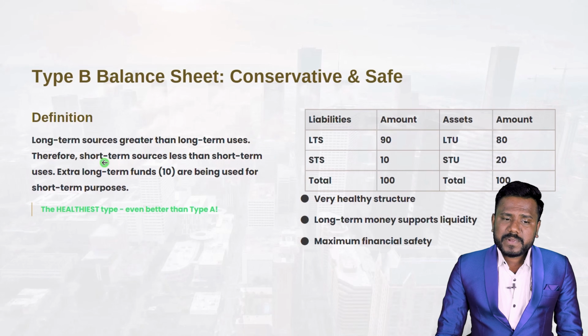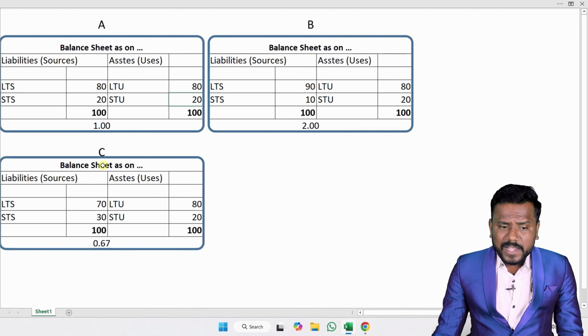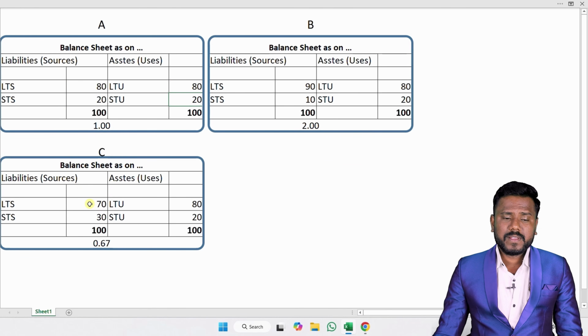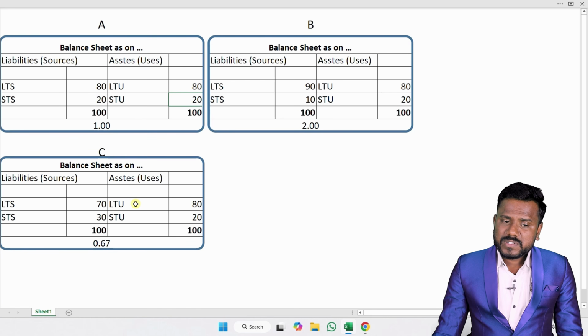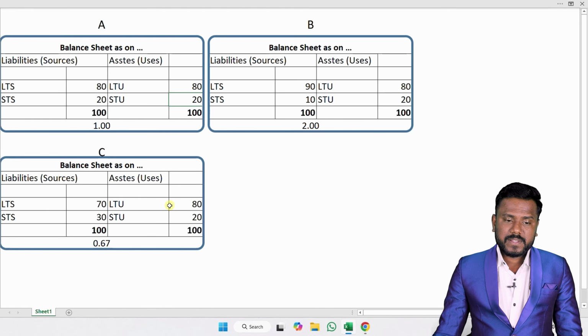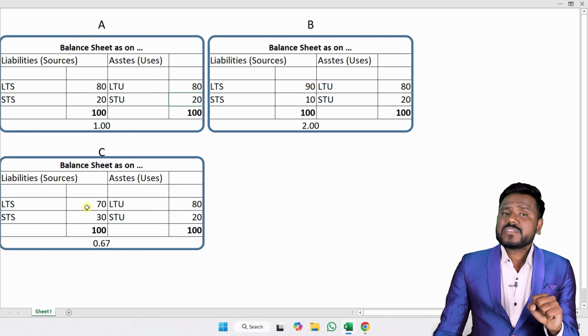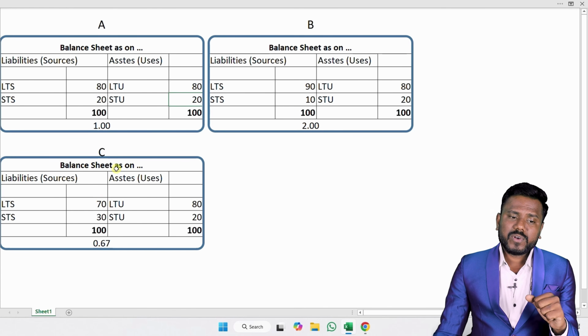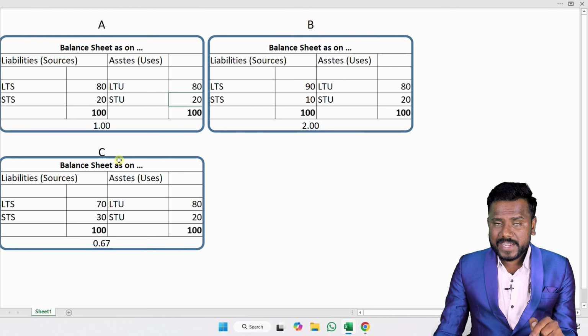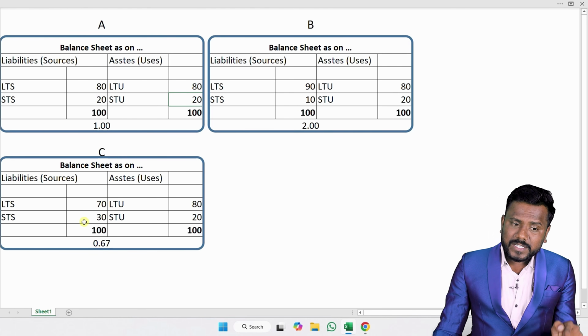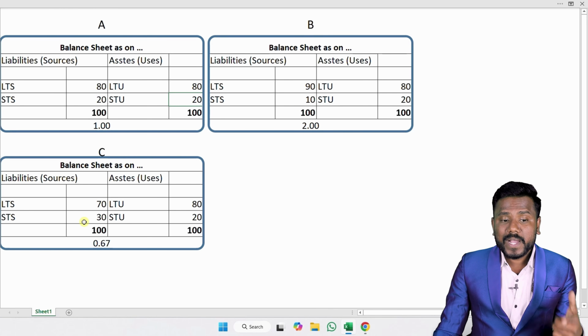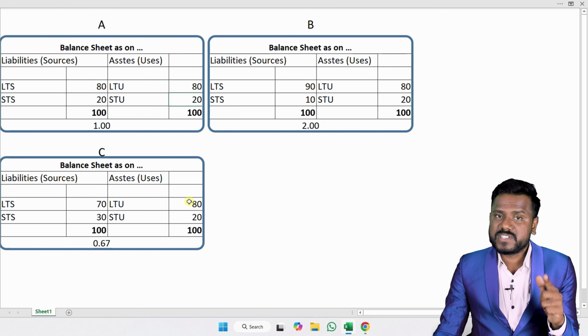When we look at company C here, company C has long-term sources of 70 rupees. Long-term uses are 80 rupees. To acquire assets, the long-term sources are not sufficient, so company C utilized its short-term sources to buy long-term uses.